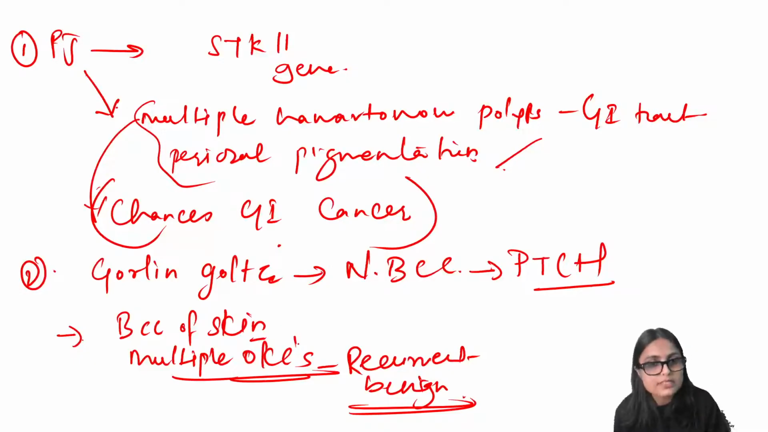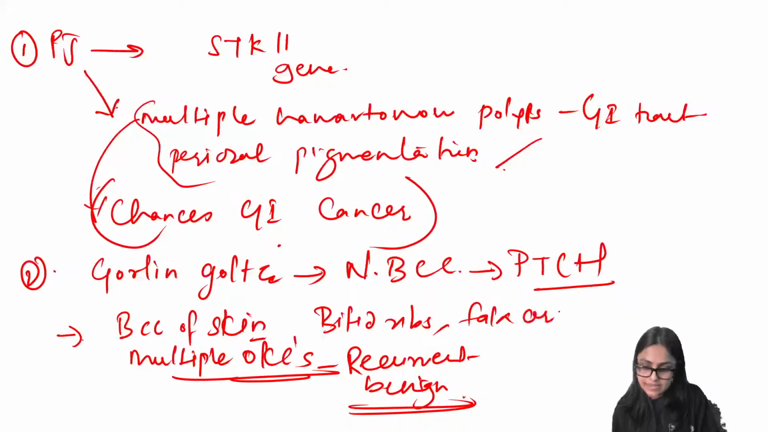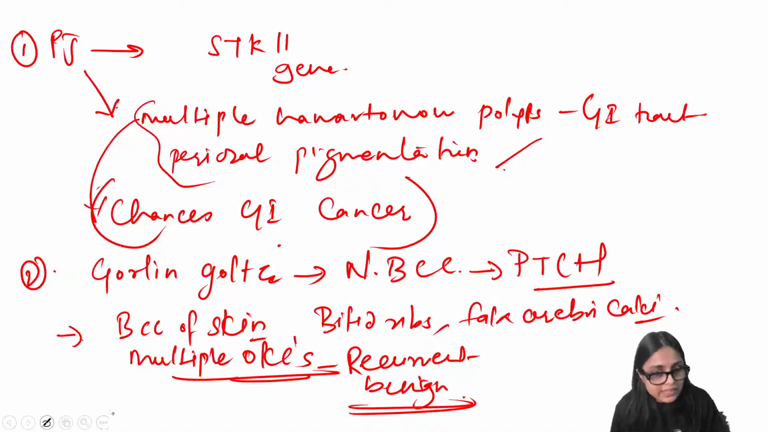Apart from multiple OKCs, you see BCC, basal cell carcinoma of skin, skeletal abnormalities like bifid ribs, and falx cerebri calcification. Okay, so no direct link to oral cancer or oral carcinogenesis. I'm emphasizing on oral cancer, not any other cancer.